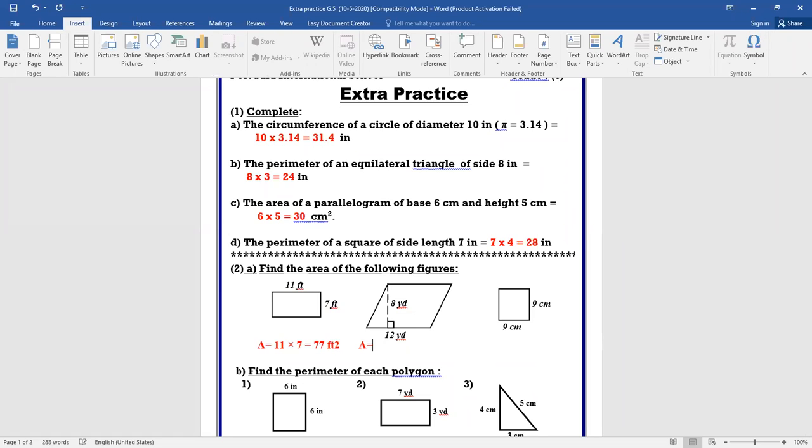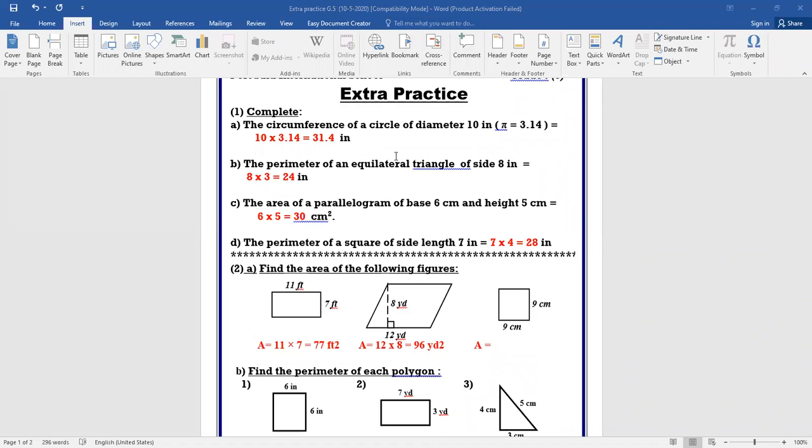The next one. Parallelogram. Area of parallelogram: base 12 multiply height 8 equals 96 yards power of 2. Okay. Next, area of a square.